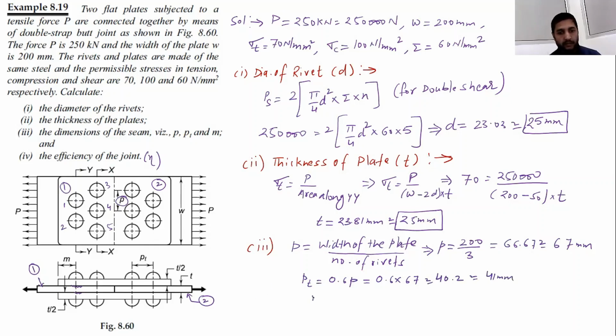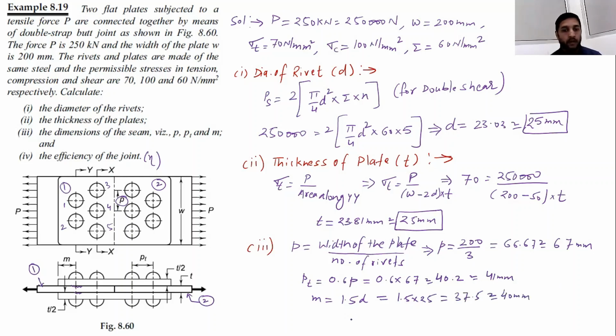And the last value is margin, and the value of the margin is 1.5d. When I was explaining you the terminology of the riveted joint, I explained you that margin is the distance between the center of the rivet to the nearest edge of the plate, and its value is 1.5 times of diameter of the rivet. So 1.5 into diameter of rivet is 25, and you will get the value of margin as 37.5, and its value is coming the standard value as 40 mm.